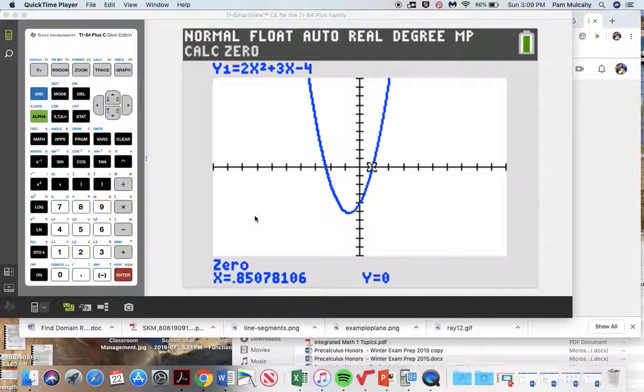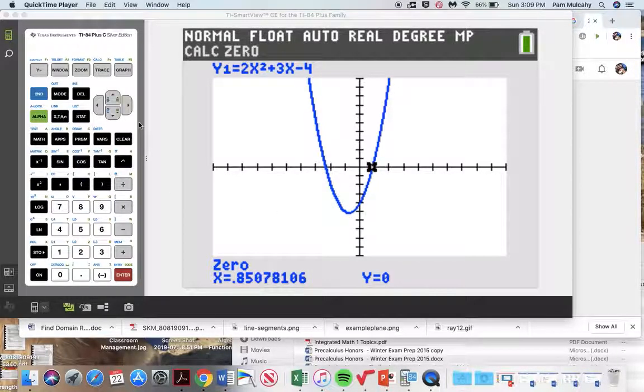Last video for today, and this one is going to deal with finding maxes and mins with the TI-84. So you'll see that I have the same graph up that the last video worked with, 2x squared plus 3x minus 4. But this time, instead of finding the zeros, what I'm going to find is the lowest value of the function, or its minimum value, which is this point down here.